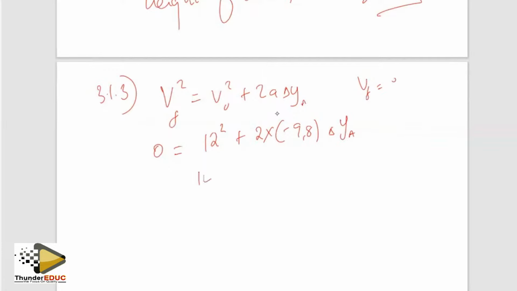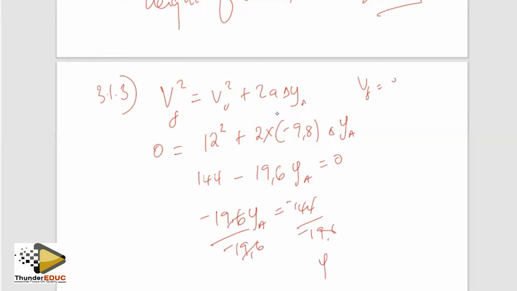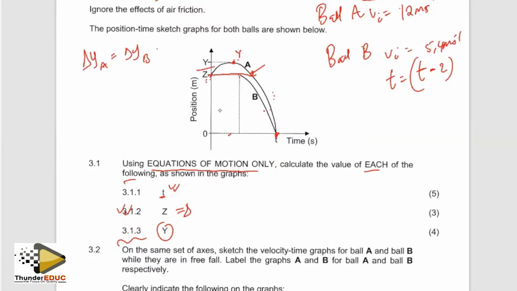So that's going to be 144 minus 19,6 YA is 0. Move the 19,6 that side, is equal to 144. And that's a negative. Divide both sides by negative 19,6, which means YA is 144 divided by 19,6. That gives me 7,35 meters. So that's just the height from the point of projection.